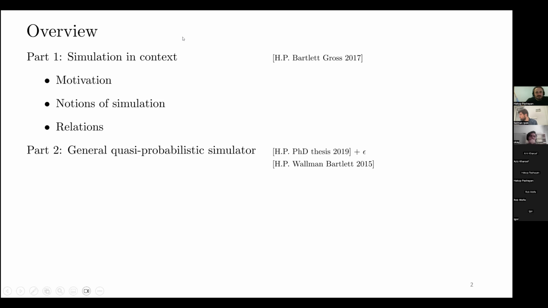Okay, so an overview. Today's talk is going to be in two parts. The first part's going to be small, and it's just going to set the context of classical simulation. During part one, I want to touch on this paper with Stephen Bartlett and David Gross from 2017, because I think Salman was maybe interested in this result when he first contacted me. So I want to at least give some very high-level comments about the content.